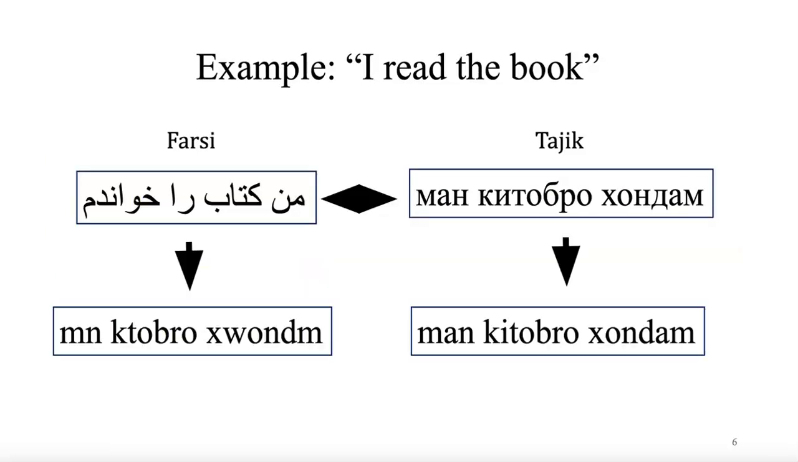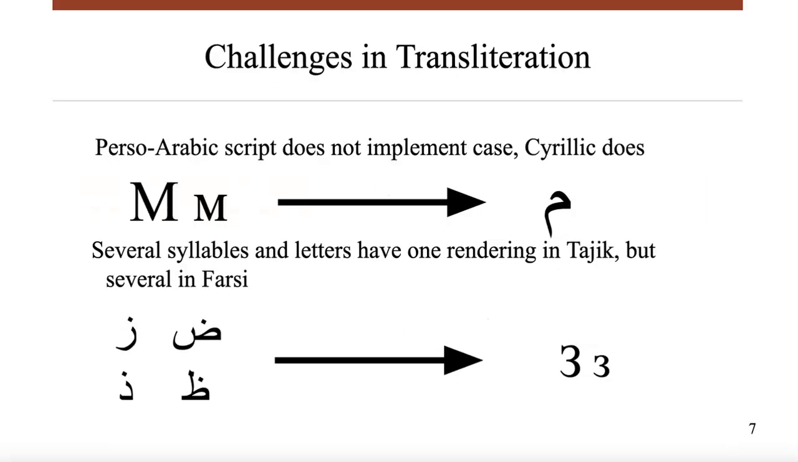This example here shows that with the phrase "I read the book," "Man kitab ro khondam." So this is a very generous example, but if you do one-to-one letter mapping, you end up with something that looks like this. So the Farsi looks very different from the Tajik, and there are vowels missing, and there's different spelling. So on a larger text, obviously, it would be very hard for a Tajik reader, a native speaker, to understand what's actually happening just by doing one-to-one letter mapping.